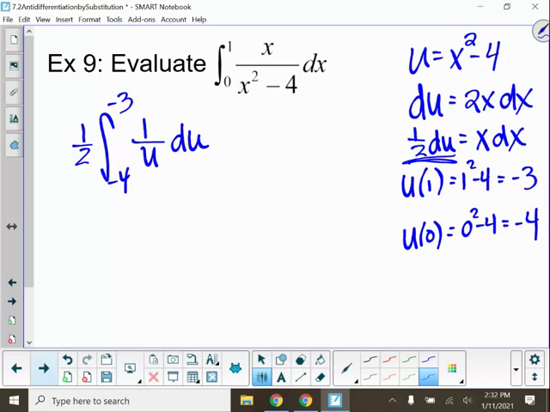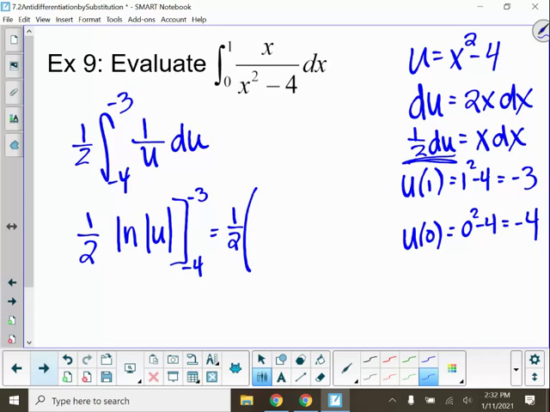So now I do my antiderivative. So that's 1/2. The antiderivative of 1 over u is natural log of u, and that is going to have to be an absolute value or else this question will not work out. And then we're evaluating that from -4 to -3. So I'm going to plug in, and actually I'm going to pull the 1/2 out and deal with everything else first. So it's the natural log of the absolute value of -3 minus the natural log of the absolute value of -4.